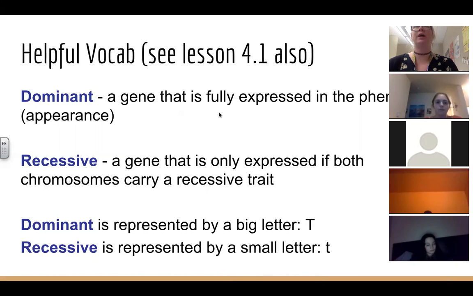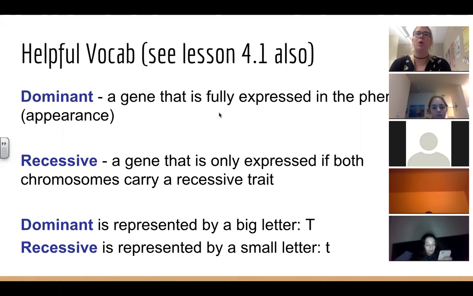Now, there are some genetic situations that we're really not going to touch on this year because they're not required. But there are certain situations where traits can both be expressed, where they're co-dominant, right? So both of them show up. There's also situations where they don't necessarily show up, but they create a new thing together when they're both expressed. So there are other situations.